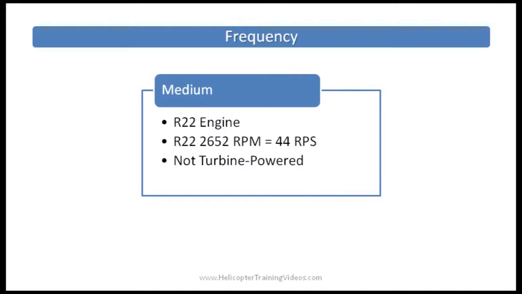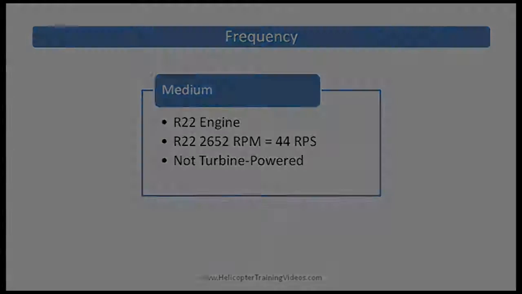So in a turbine-powered helicopter, a medium frequency would be associated with the tail rotor. That's also how the FAA knowledge test wants the question answered. So if you see a question asked in the FAA written that says, what would you associate with medium, you would say tail rotor, because it's assuming that you're flying a turbine engine helicopter.